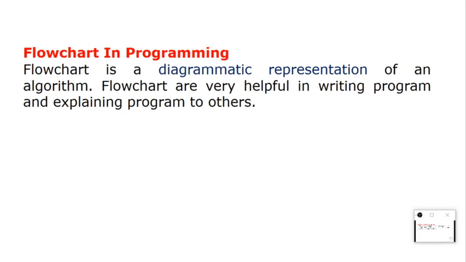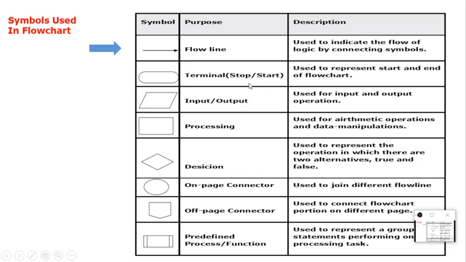So coming to the flowchart, it is nothing but a diagrammatic representation. Suppose you are writing an algorithm or a program, it is very difficult to explain and make others understand. So we can use flowcharts. Flowcharts contain some symbols and these symbols will make you understand easily. So let us see what are the symbols we use. These are some of the symbols which we use in our flowchart. Let us come one by one.